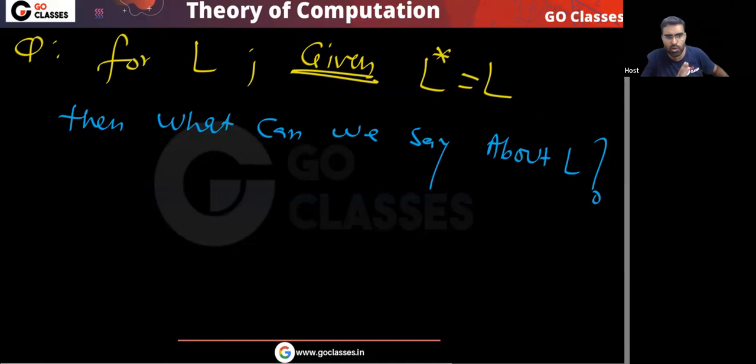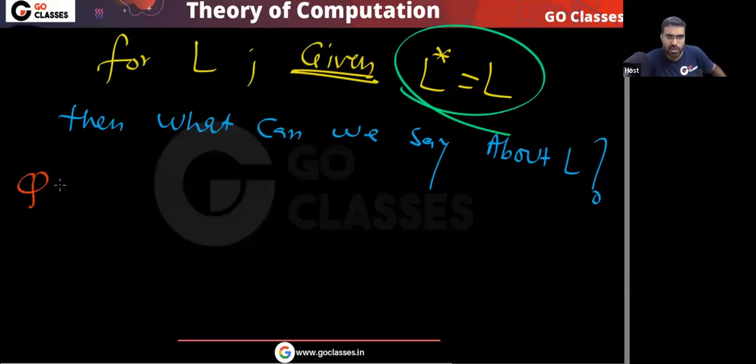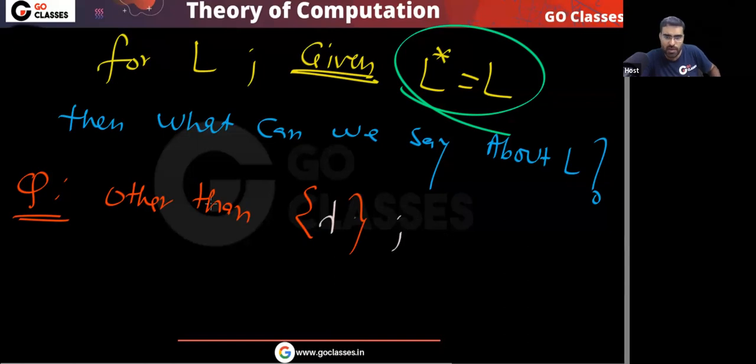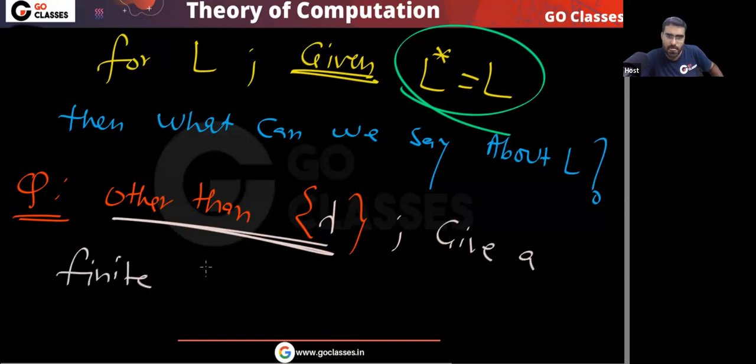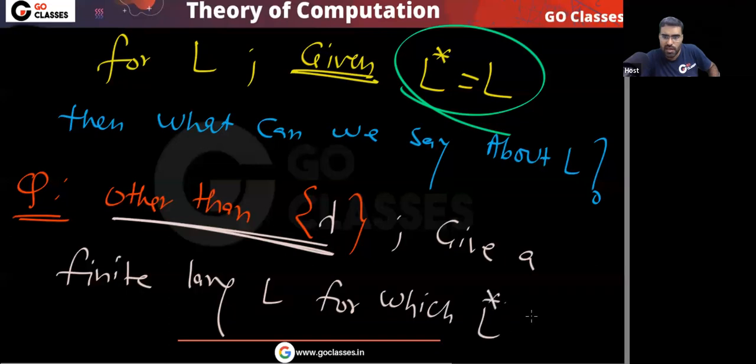One interesting variation I want to ask. For how many finite languages can this happen? My question, please understand my question, is: other than this language, give me a finite language L for which L star will be the same as L.